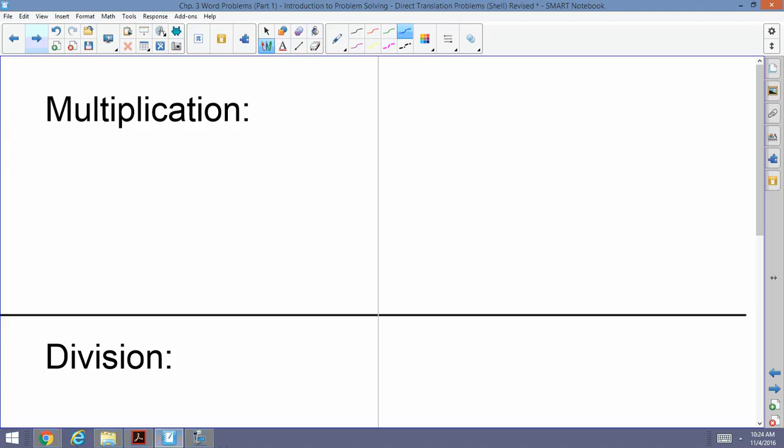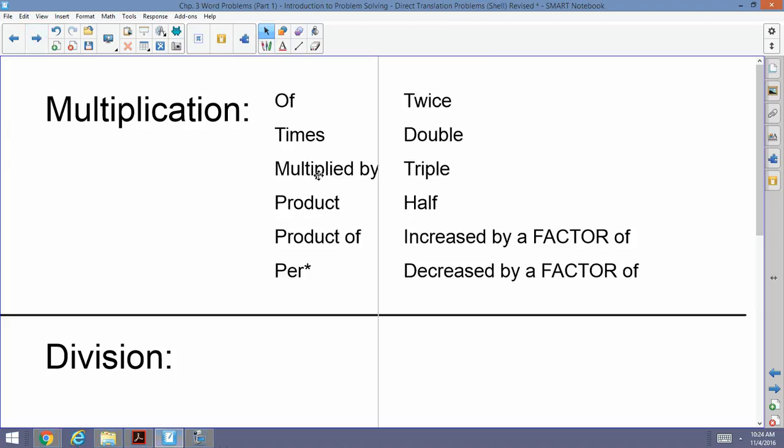Okay, next, multiplication: of, times, multiplied by, product of. Per has a little asterisk, and I'm going to explain that to you now. Twice, double, triple, half, increased by a factor of, decreased by a factor of. Of is the key there. Very popular for multiplication.